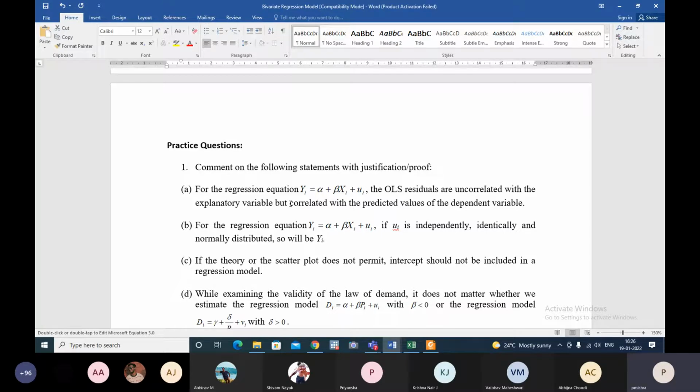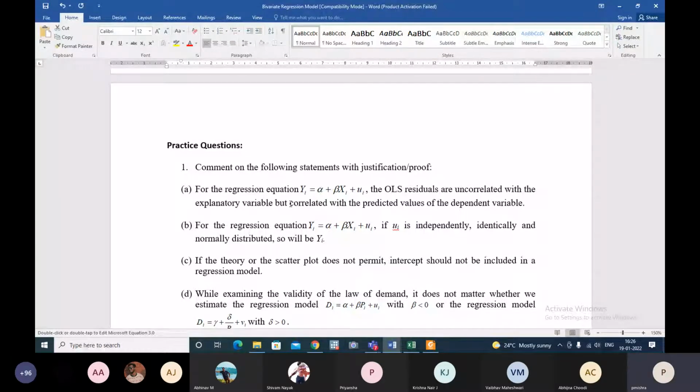So you can say that both the explanatory variable and predicted y are uncorrelated with the OLS residuals. Both are uncorrelated. That is actually the answer. Let us see the next question.